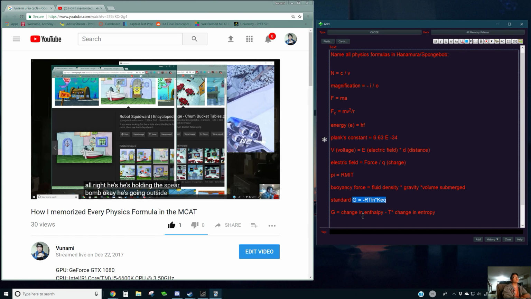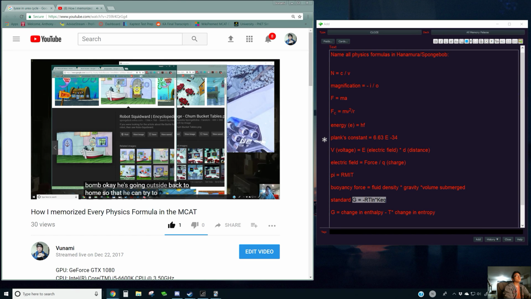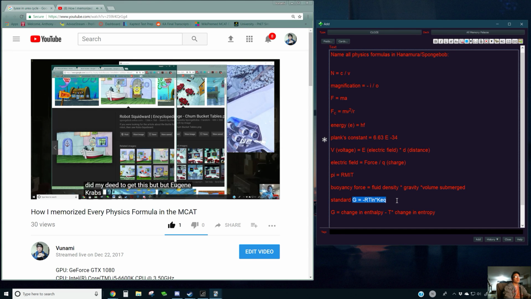He's going outside, back home, so that he can try to look into the spirit bomb and see if there's a flame in there. Okay? And as he's going home, Eugene Krabs, the owner of the Krusty Krab, came up in front of him, used his hook to grab onto the spirit bomb and says, not so fast, Plankton. I'm going to steal this from you because it may have a secret formula. So he's looking at the spirit bomb, and he said, no, what are you doing? This is mine, I did my deed to get this. But Eugene Krabs looks at it.